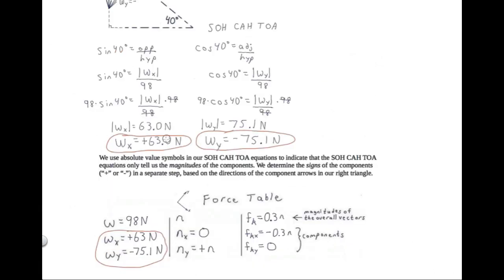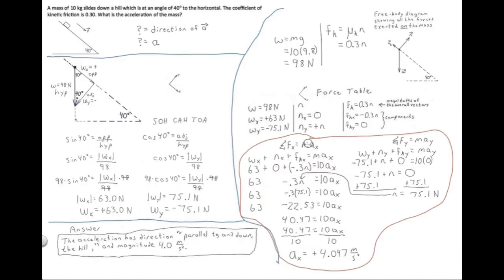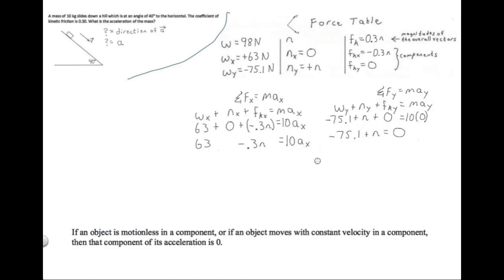So now we can substitute our results for W sub x and W sub y into our force table. Now the force table is complete, and next we work on the Newton's second law equations. On the left sides of the Newton's second law equations, we add the individual force components taken from the second and third rows of our force table.